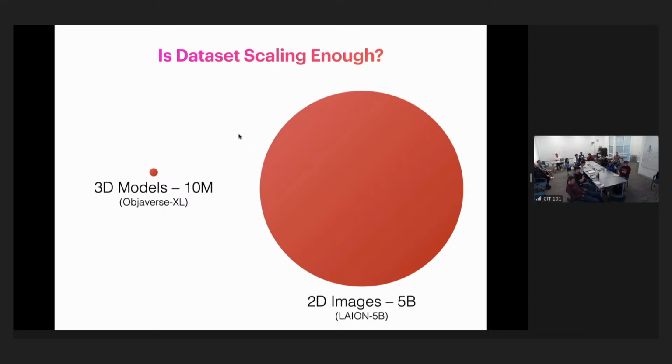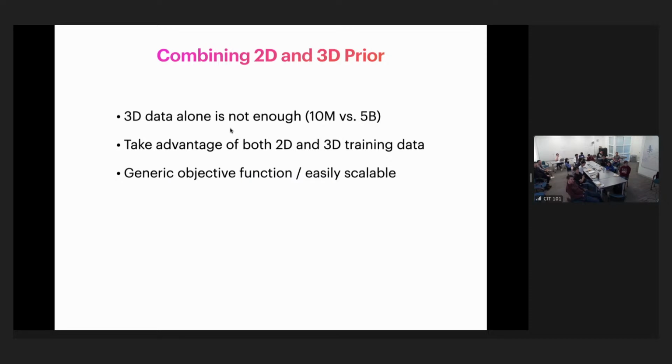And I don't think the right way to improve 3D generative models is to count only on dataset scaling, right? Even though dataset scaling is important, we should not only count on it. I think the way to go is to combine 3D and 2D priors. As I said, 3D data alone is probably not enough because there's no clear timeline we could reach a 5 billion scale 3D dataset. And we should take advantage of both 2D and 3D training data, basically.